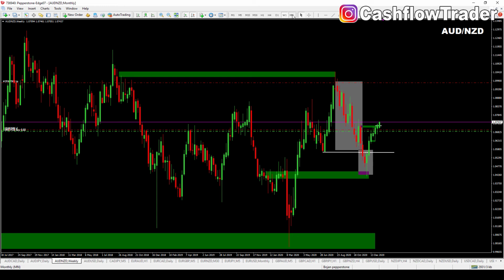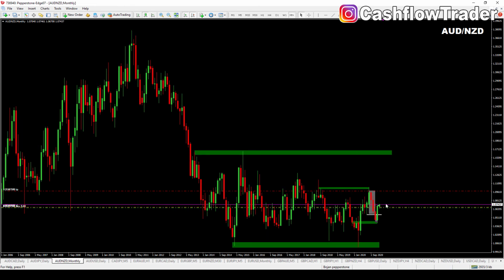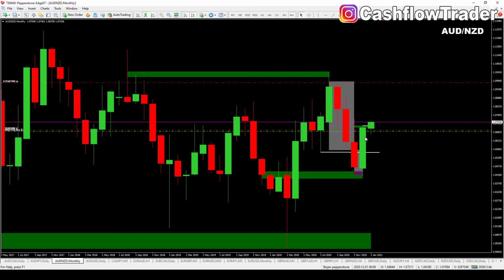So if we go on to monthly, you can see roughly where we are. We are pretty much not creating any new lower lows, which means the trend is up. This is a higher low and there's no higher high. So my bet is that we are going all the way up here.